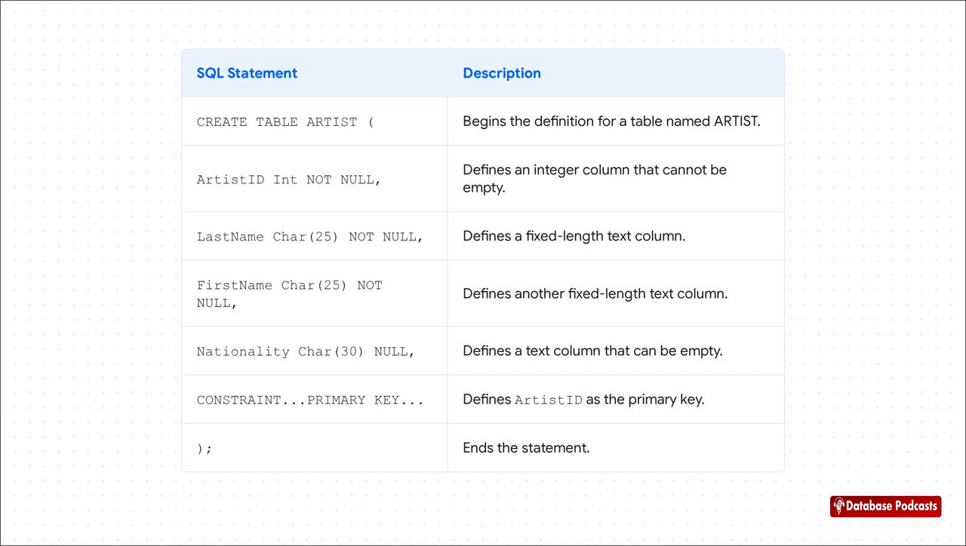Let's walk through this, because it's actually super logical. You start with create table and give your table a name, in this case, artist. Then, inside the parentheses, you define each column. You give it a name, like artist ID, you tell it the data type, like int for integer, and then you set a rule for nullability. Not null is a constraint that says this field must have a value in every single row. Null, on the other hand, means it's optional, like we see with nationality. Finally, we define our primary key. That's the one column that will uniquely identify every single artist in our table.